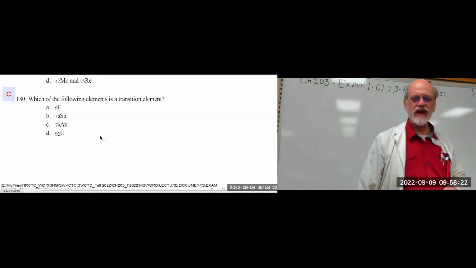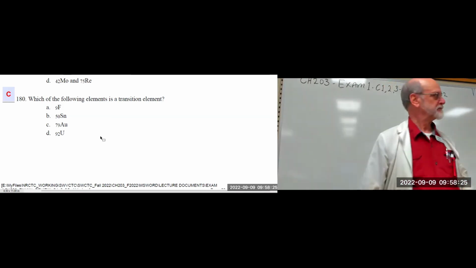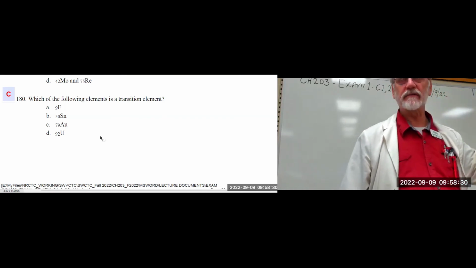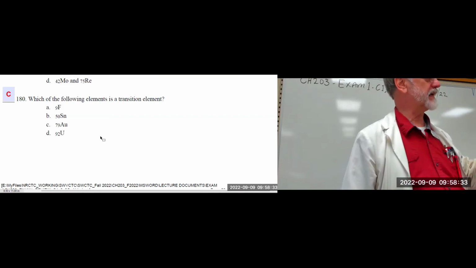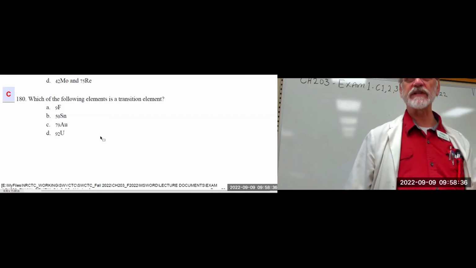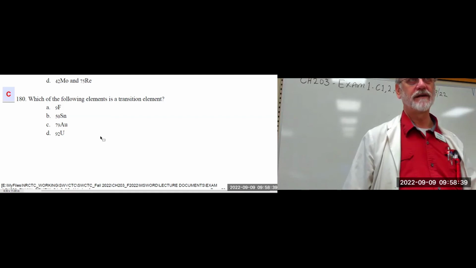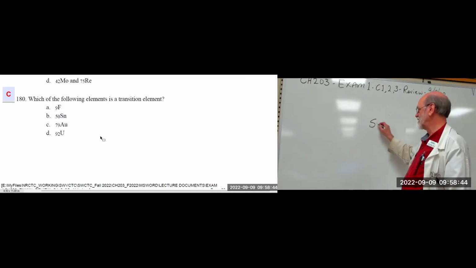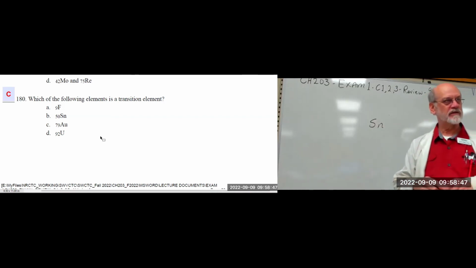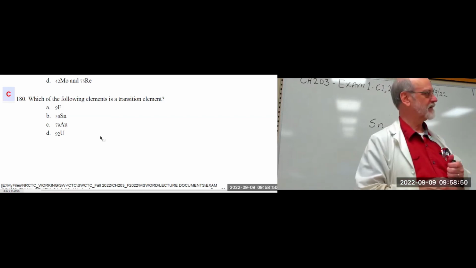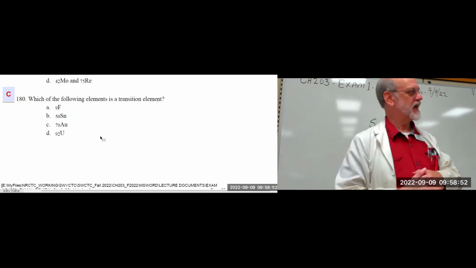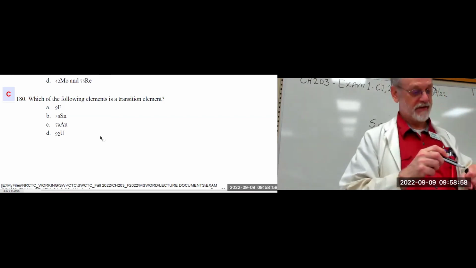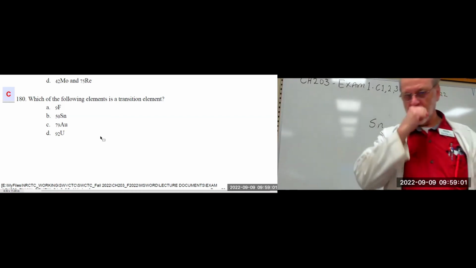Which of the following elements is a transition element? You just look at the table and match them up. Fluorine's not it, that's a halogen. How about tin? What's the symbol for tin? You should be able to rattle that one off. The Latin stannum is tin. It's not a transition element. How about Au? Somebody would remember that one. That's a transition element.